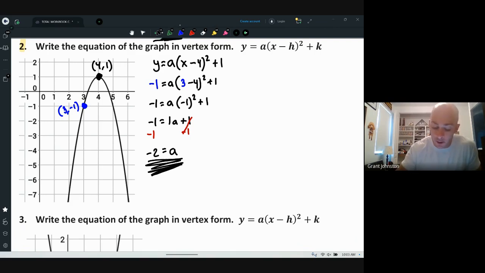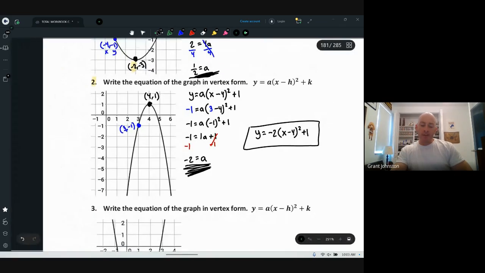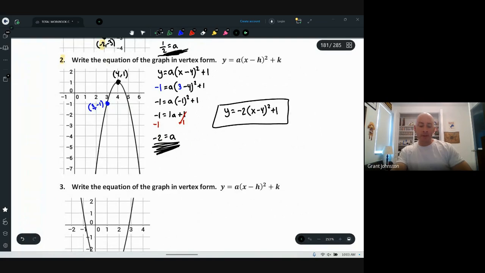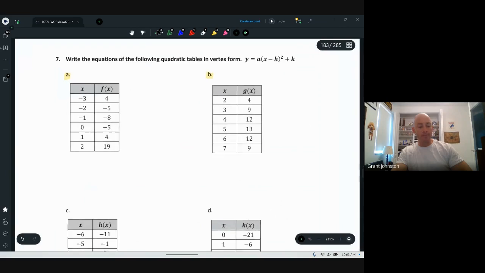So to rewrite my equation, I'm going to have y equals negative 2 parentheses x minus 4 squared plus 1. And it makes sense that that a value is negative, right? Because it's opening down. Okay. Hopefully those two examples are enough. I'm going to jump to some tables. And the tables, the process is basically the same, but you can try the rest of the graphs. Let's do it with the tables.